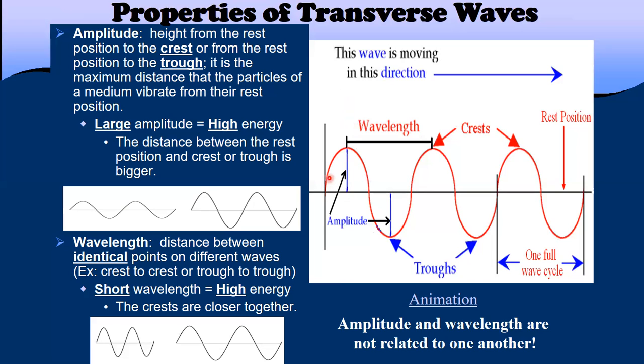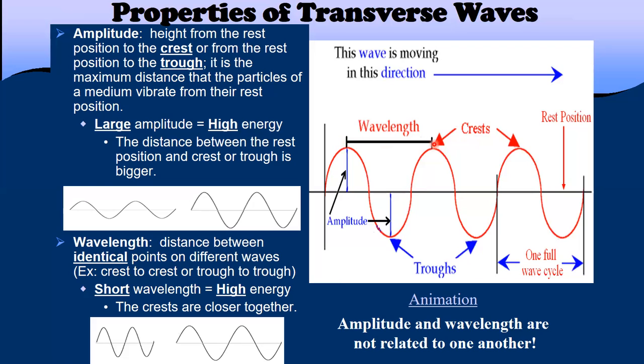Now if we want to measure the wavelength, what's the wavelength? How long is it? Well, we have 2 identical points. We measure the distance between 2 identical points on different waves. So this would be from crest to crest or trough to trough. Come over here to our picture. We see crest to crest right here. So we would put our ruler here, and we would measure from the very top point of this crest to the very top point of this crest. That gives us wavelength, as you see here.